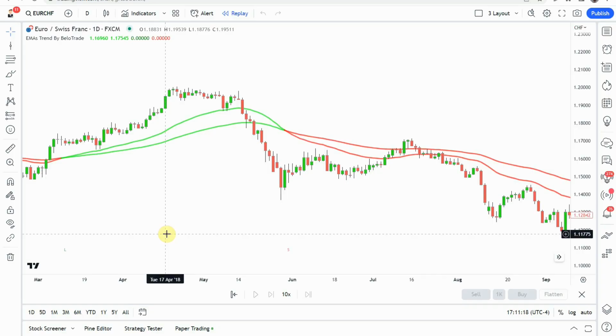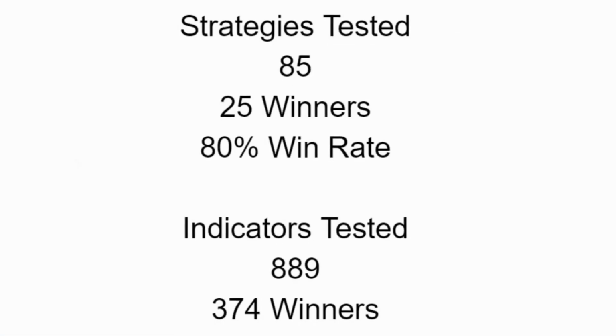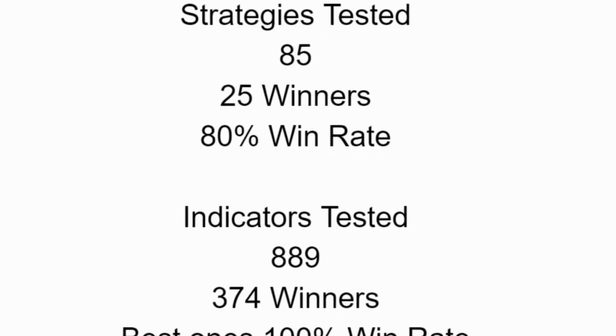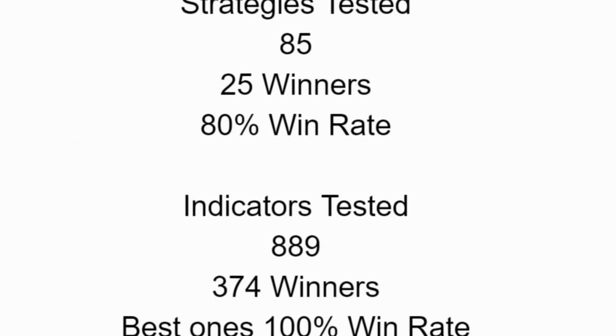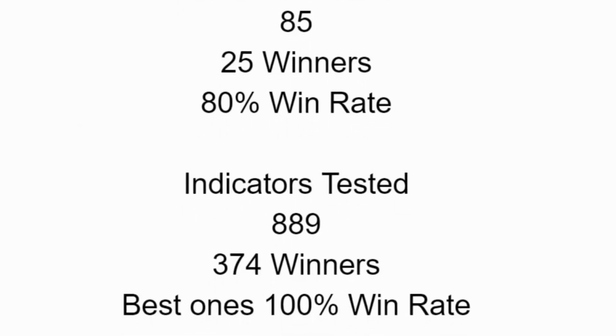Alright, as I said, today we are looking at an advanced testing of the EMAs multi-timeframe plus trend indicator. Before we do though, I wanted to put the testing scoreboard up for everyone to see. So to date, we have tested a total of 85 different strategies, with 25 of them being winners. The best one so far was able to achieve an 80% win rate.